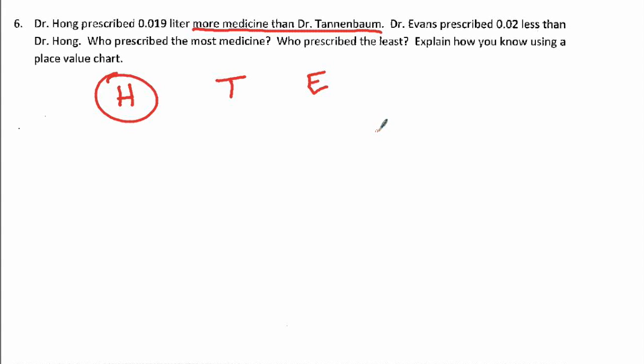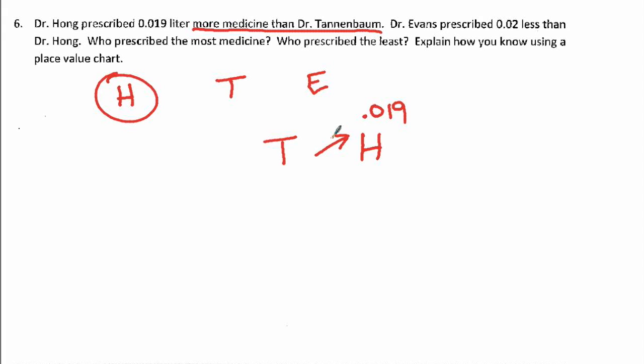from greatest to least, going backwards here, who prescribed the most so far? Dr. Hong, because he did 0.19. How would you say 0.19? Everybody say that number? 19 thousandths. Then Dr. Tannenbaum. So we know that there's an increase of 19 thousandths.